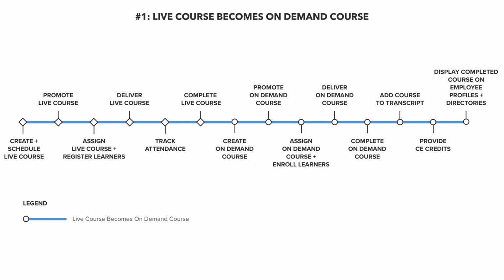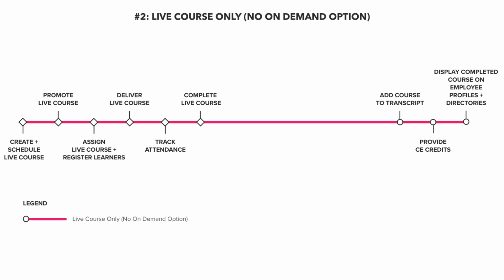The second workflow we're calling live course only, no on-demand option. The big difference, obviously, is that this course type is not recorded and is not available on demand. The most common example of this we've uncovered is leadership development programs, which are typically very high touch, have a small cohort of learners, and are usually only offered once a year or every 2 years. That said, our community has expressed the desire to still be able to add these types of courses to users' transcripts, provide continuing education credits where appropriate, and display completed courses in employee profiles and directories.